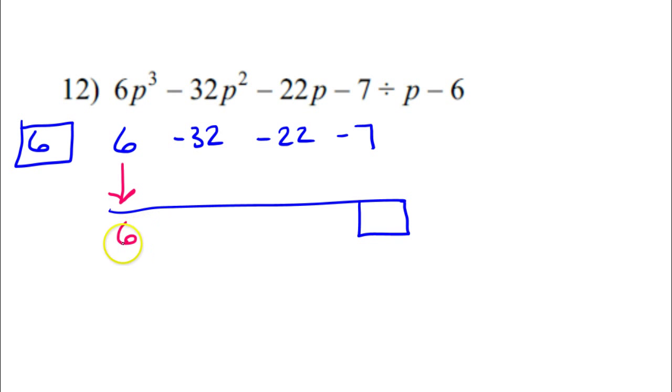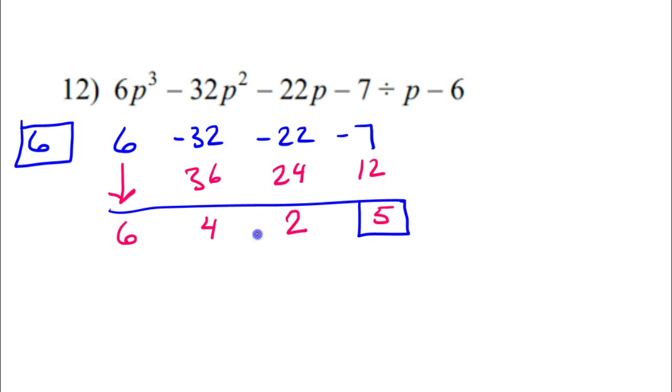Alright, the 6 comes down. 6 times 6 is 36. Negative 32 plus 36 is 4. 6 times 4 is 24. Combine these and you get 2. 2 times 6 is 12. So put these together and you get 5.